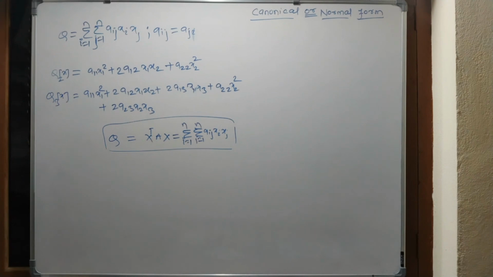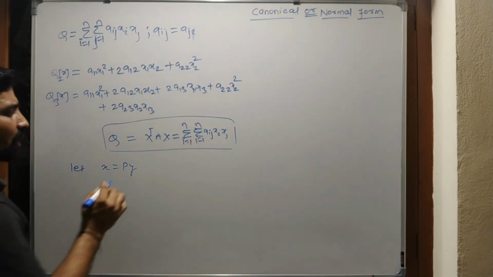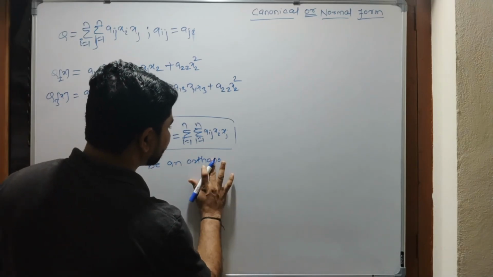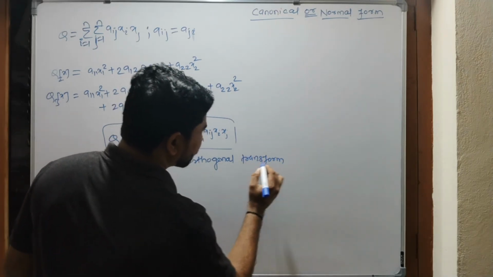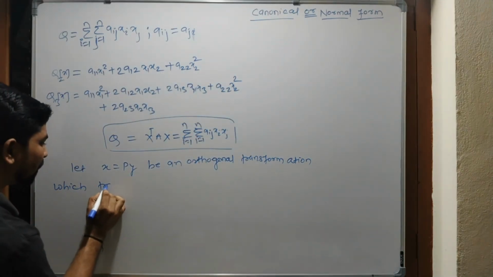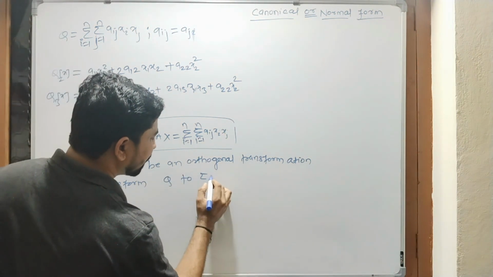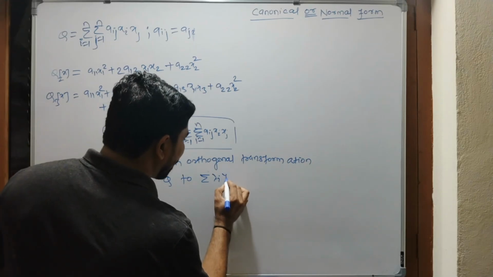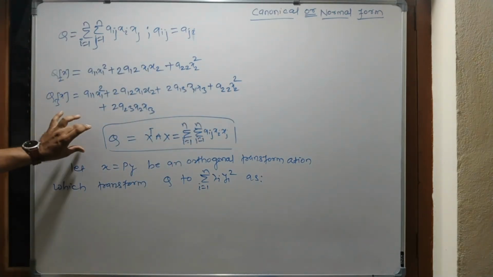Now, what is meant by normal form? Let x equal to P y be an orthogonal transformation which transforms Q to summation lambda_i y_i square, i running from 1 to n.